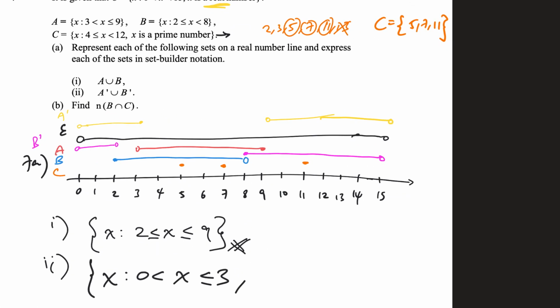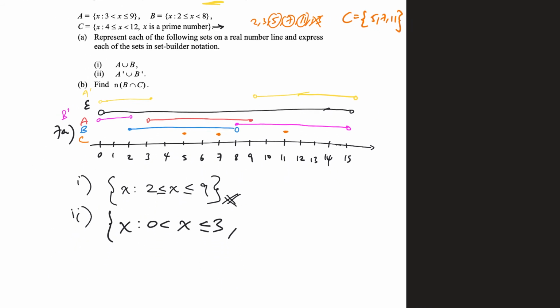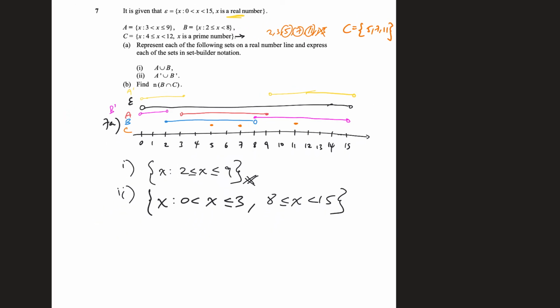So we're going to say x, where x is strictly greater than 0, and it goes all the way to 3, and it includes 3. And we also include this part, where x is greater than or equal to 8, and we go all the way to the end, strictly less than 15. And you put a comma in between to say that you want both ranges. And that's it.